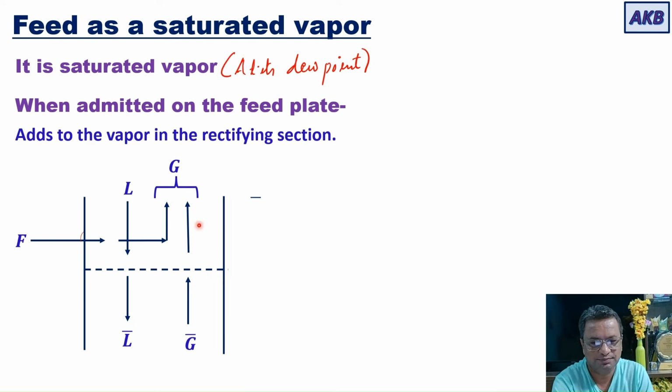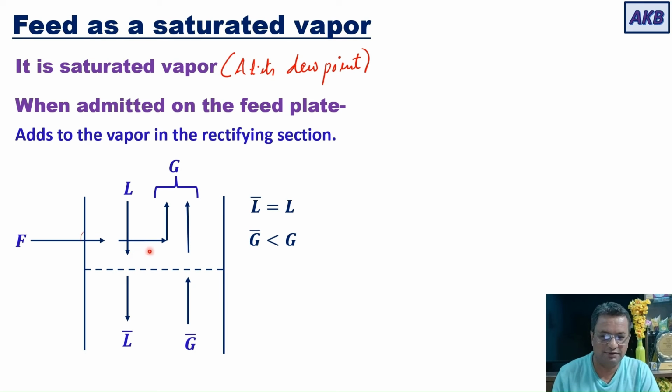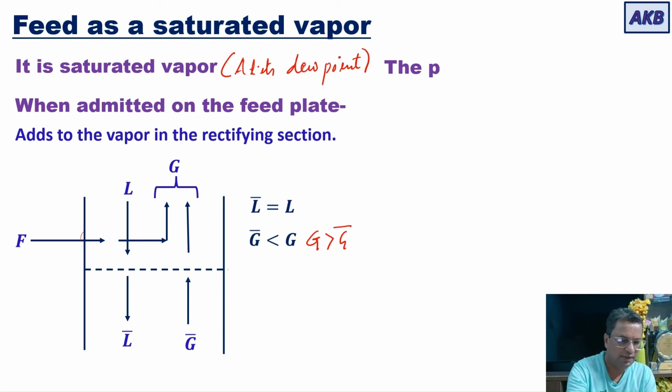Okay, so in this case, L bar is equal to L because nothing is happening to the liquid, and G bar is less than G. Since the vapor part of the feed, saturated vapor, which is the feed in this case, will add to the vapor coming from the stripping section, you'll be getting G. That's why G bar will be less than G, or you can say G is greater than G bar.